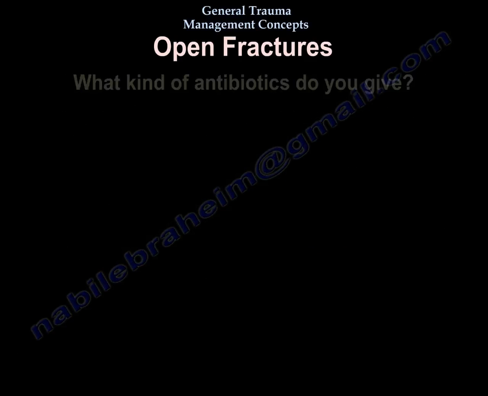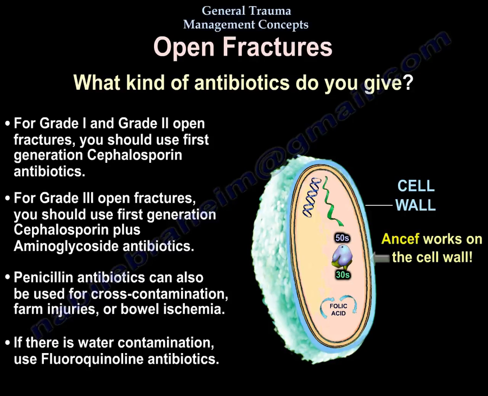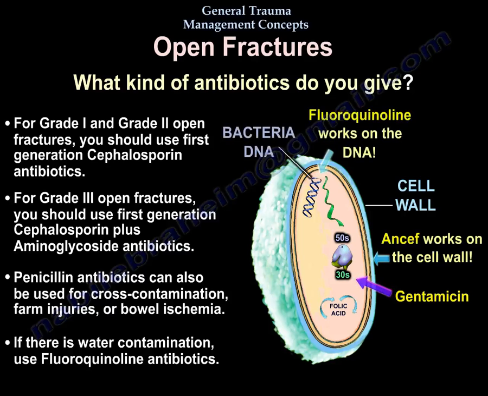So what kind of antibiotics do you give? You will give first generation cephalosporin for grade 1 and grade 2. You will add aminoglycoside for grade 3. So you will give first generation and aminoglycoside for stage 3. You will add penicillin if there is gross contamination, if there is a farm injury, if there is bowel ischemia, and if there is water contamination, use fluoroquinolone.